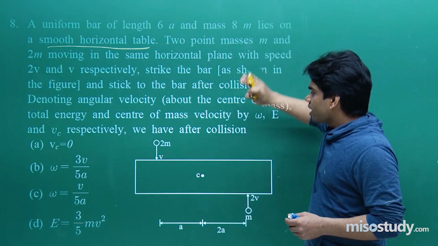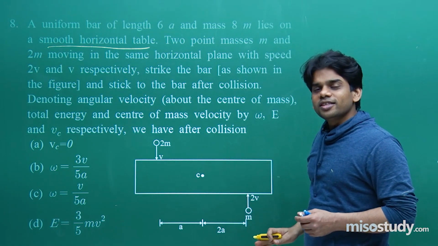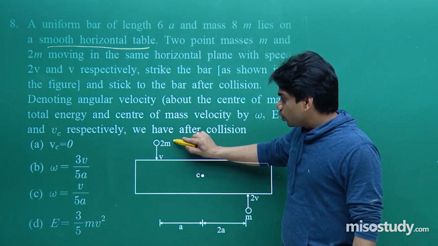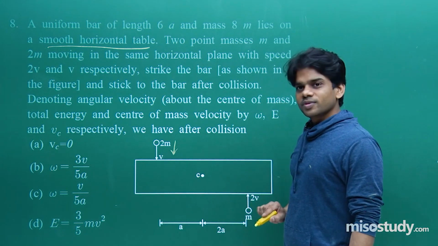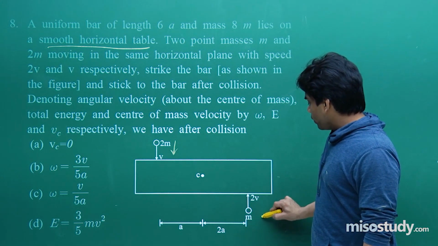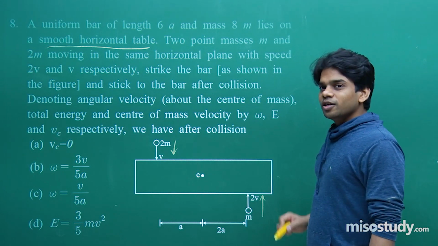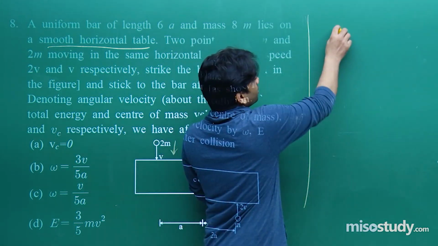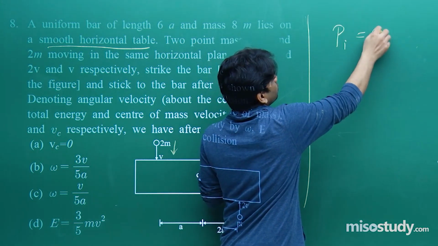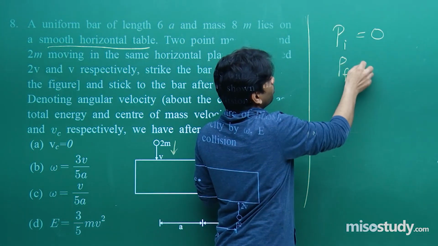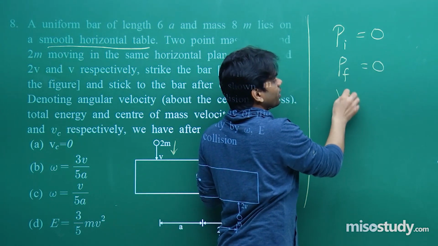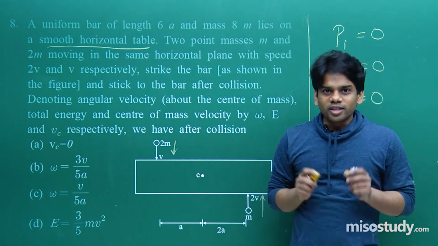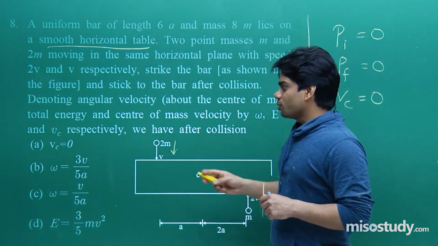Next thing you see, if we talk about the momentum, linear momentum I'm talking about, 2mv is here, 2m into 2v, so 2mv will be here. So net initial momentum will be 0. So if we write net initial momentum is equal to 0, so net final momentum has to be 0. So velocity of center of mass will come out to be 0. So linear velocity of center of mass will come out to be 0, so option number A is correct.